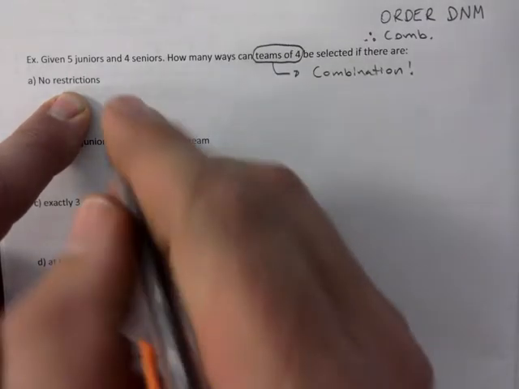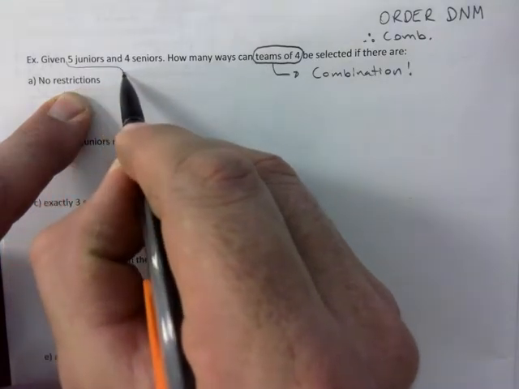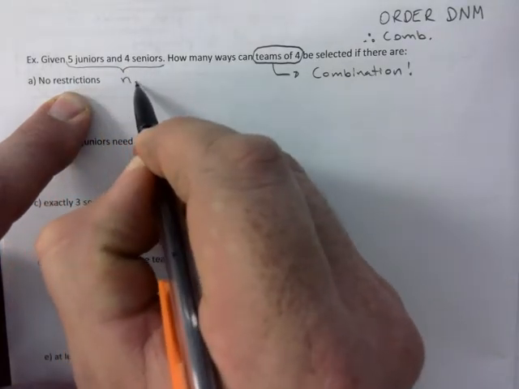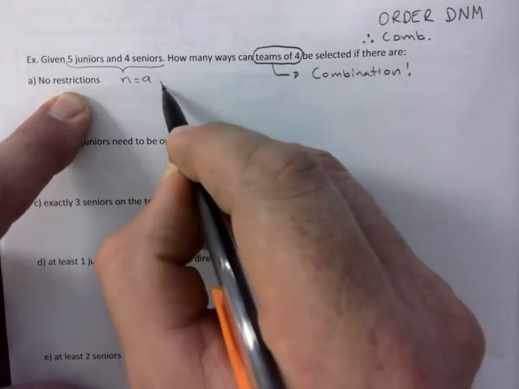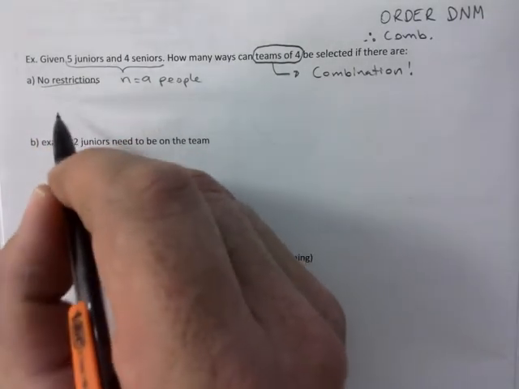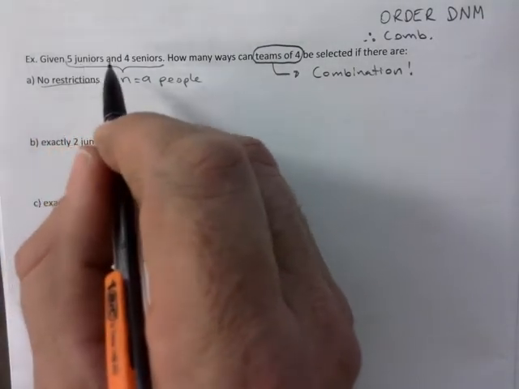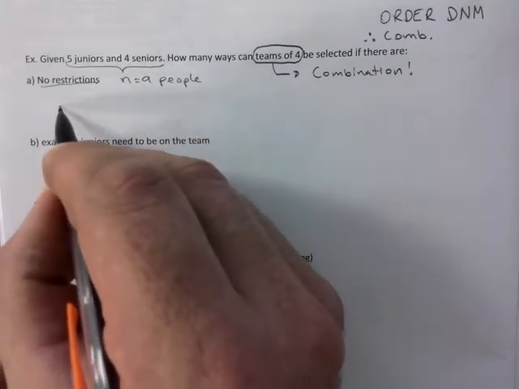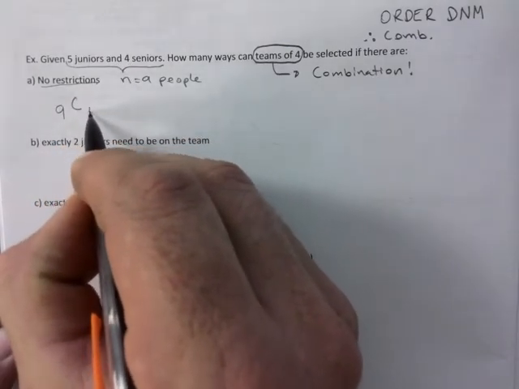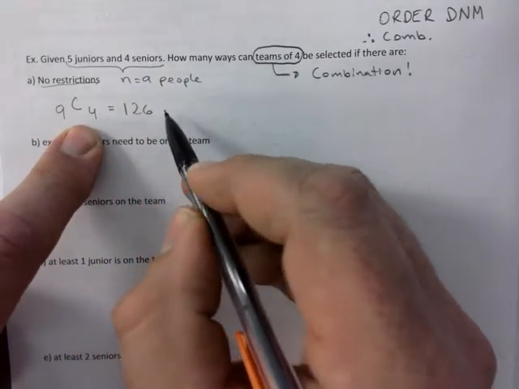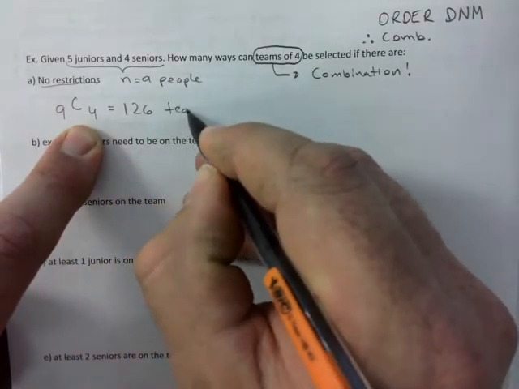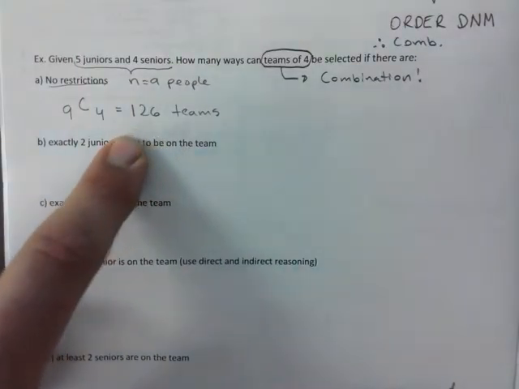Listen carefully. All it's saying is that you have 9, N is 9 individuals, people. There are 9 to choose from. So if there are no restrictions whatsoever, it doesn't say how many juniors or seniors you should have on the team, then you just go 9 choose 4. You're just going to have to trust me that that's 126 teams. Okay, no restrictions whatsoever.